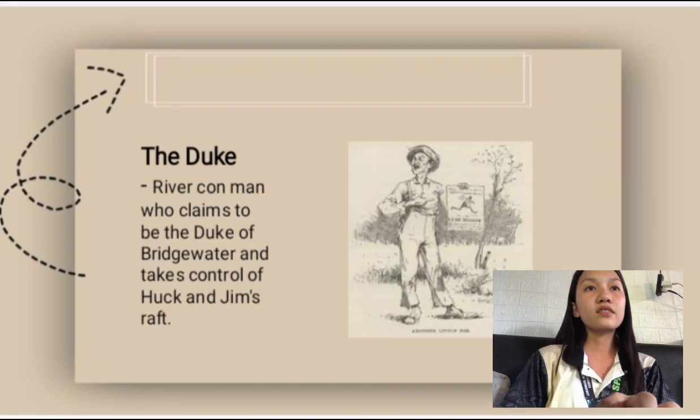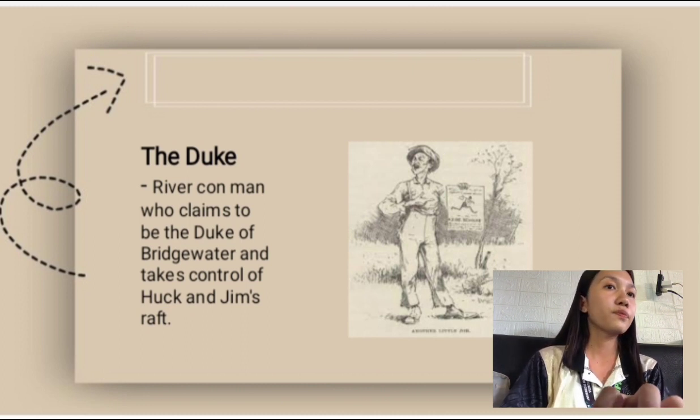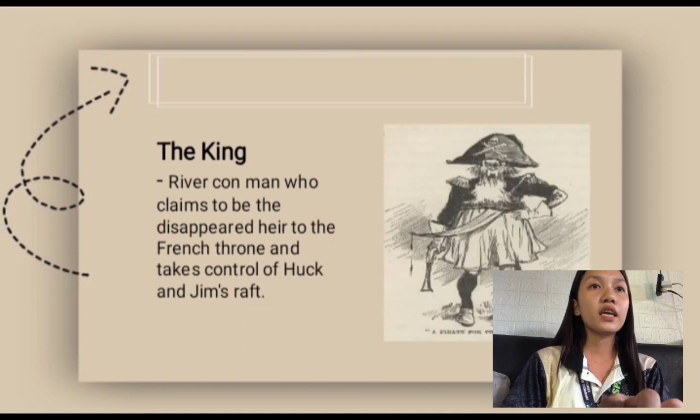The next one is the Duke. The Duke is the river con man who claims to be the Duke of Bridgewater and takes control of Huck and Jim's raft. The next one is the King. The King is the river con man who claims to be the disappeared heir to the French throne and takes control of Huck and Jim's raft.